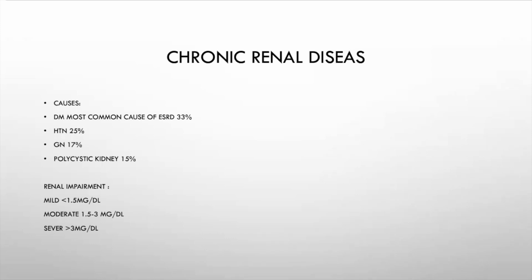To say that you have a renal impairment in pregnancy: mild impairment if you have a creatinine less than 1.5, moderate if the creatinine is from 1.5 to 3, and severe impairment when the creatinine is more than 3. In the units we usually use in the hospital, 150 is considered mild if it's less than 150. Moderate will be from 150 to 300, and anything more than 300 will be considered severe.